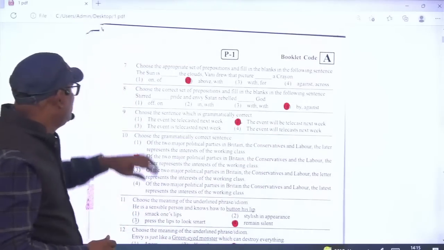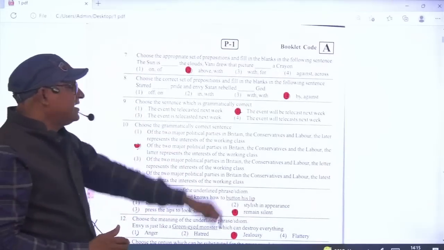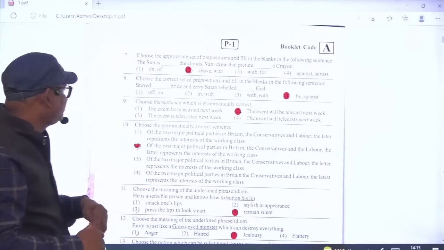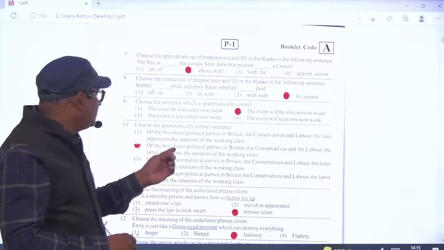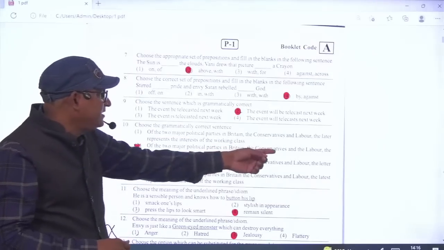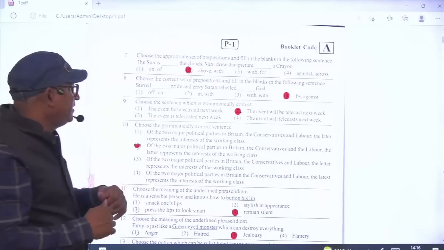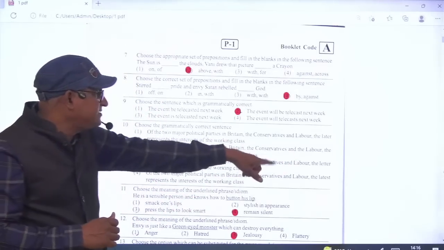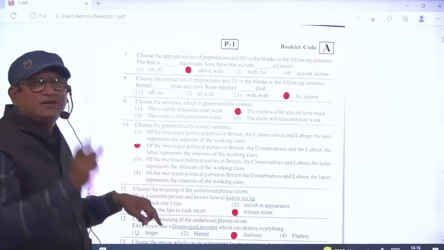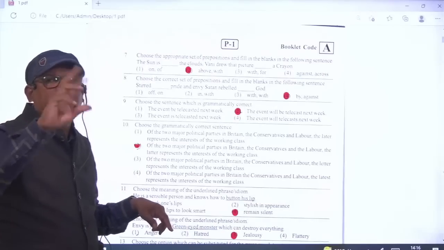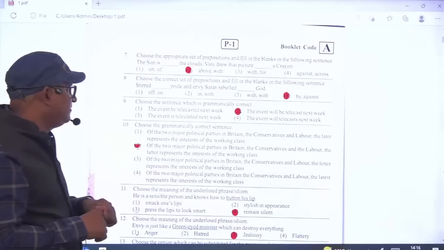You understand? And let's go for the 10th one. Choose the grammatically correct sentence. Again, spotting the error is the task. See why I have chosen the second one, because of the two major political parties in Britain, the Conservatives and the Labour. The two subject parts are there, Britain as well as the Conservatives and the Labour. The latter and the former are used here. Latter means the second one, former means the first one. According to that point, the question is based.